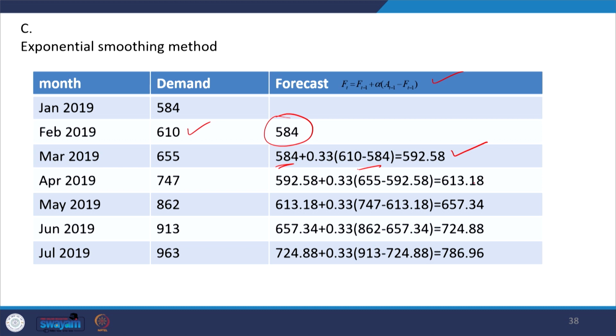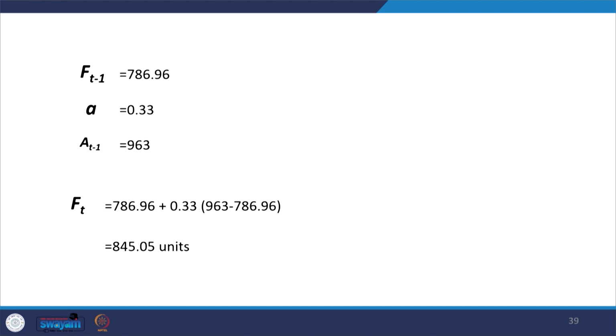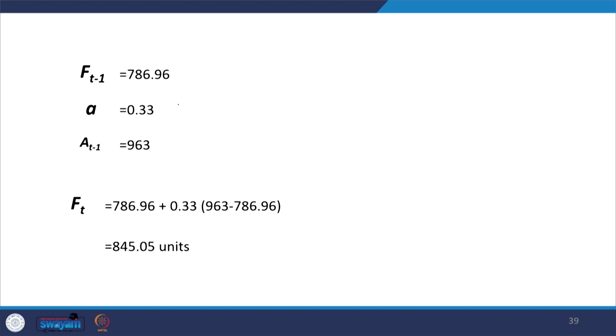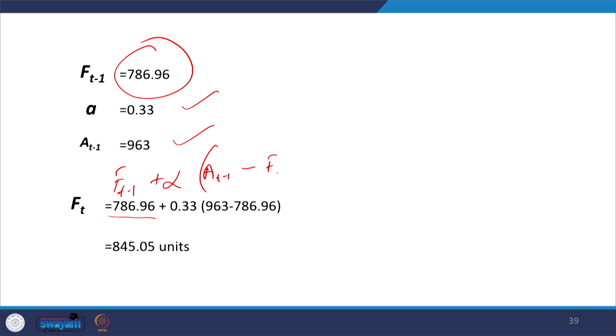Similarly, 613, if you calculate by the same method, this was 747. So, 786, 963. So, this is the forecast and the actual demand, right. Now, F t minus 1, this one 786.96 and alpha is 0.33, actual A t minus 1 is 963, right. So, F t, the next forecasted value, is F t minus 1 plus alpha into A t minus 1 minus F t minus 1, right. So, which is equal to 845.